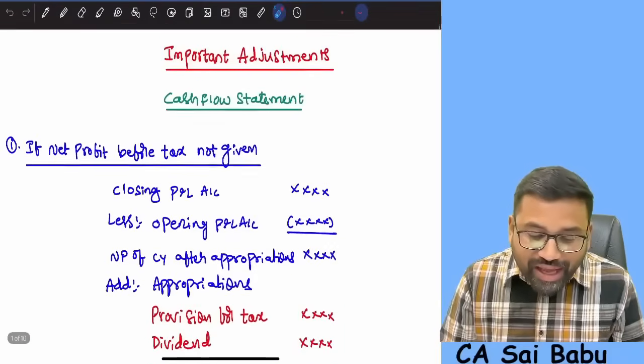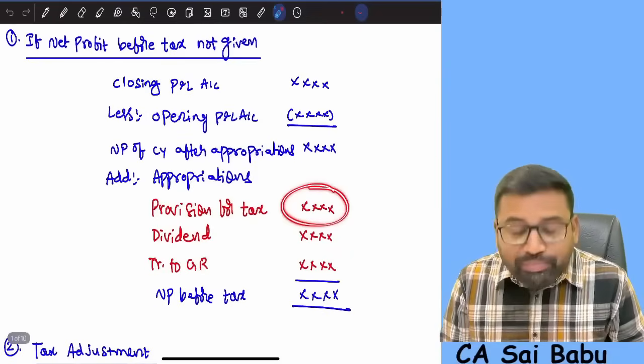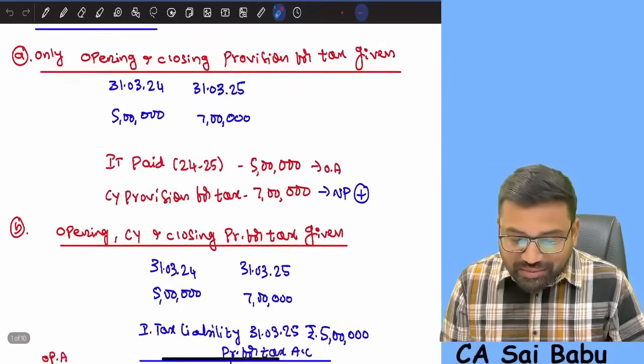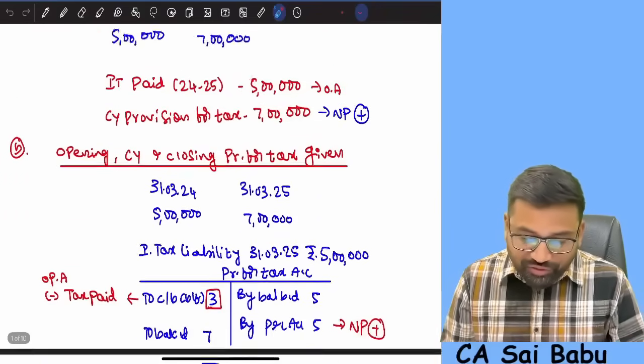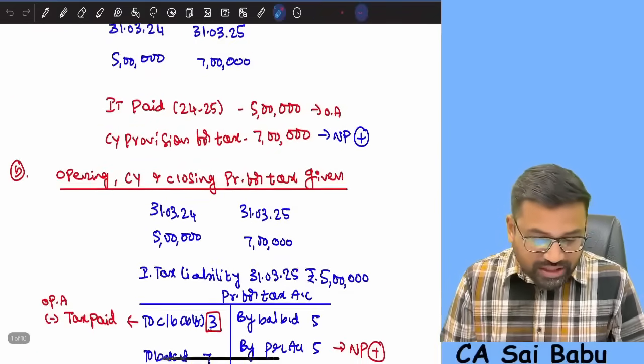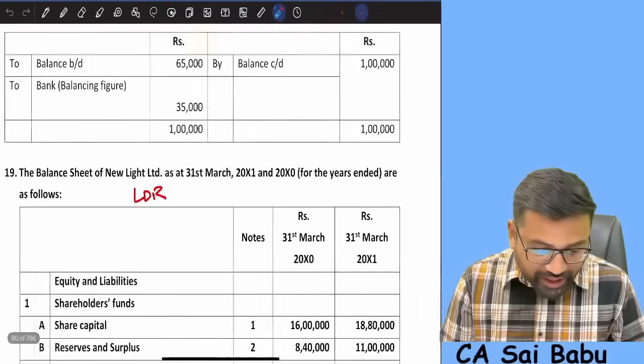So when you are arriving at net profit before tax, if it is not given in the question, we need to add back the provision for tax to this difference. So this provision for tax is nothing but this current year tax liability of 5 lakhs. This is reflected in question number 18.